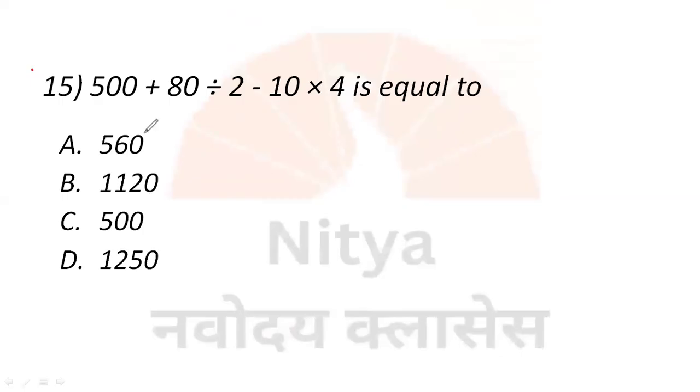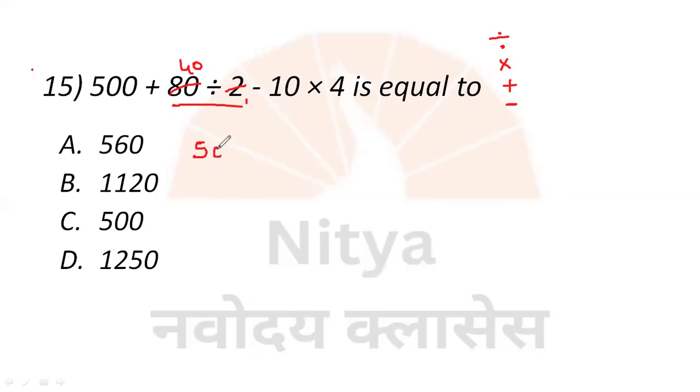15. 500 plus 80 divided by 2 minus 10 into 4 is equal to. So we have to solve the division first. The rule is first you do division, after that multiplication, and then plus and then minus. Okay, that is the BODMAS rule. See here, so 80 divided by 2. 2 fours are 8, 2 fours are 80, so 40.